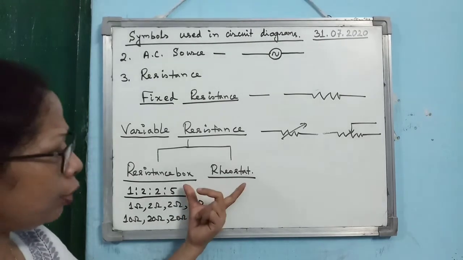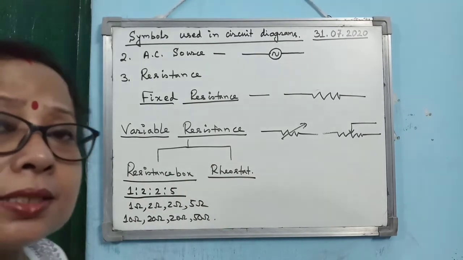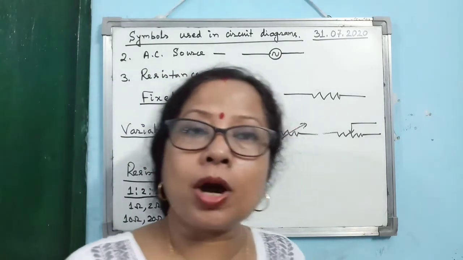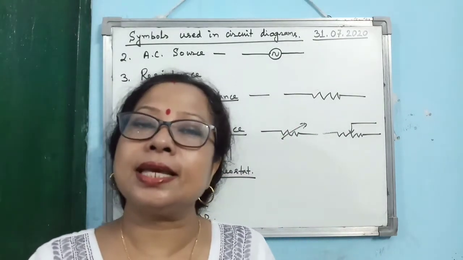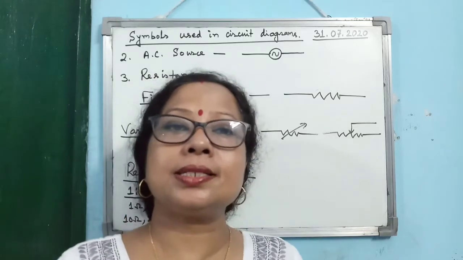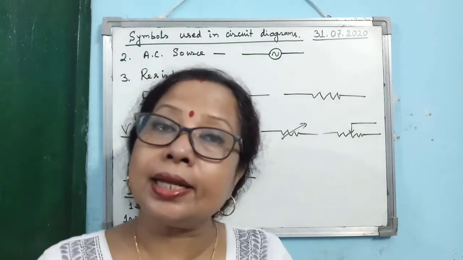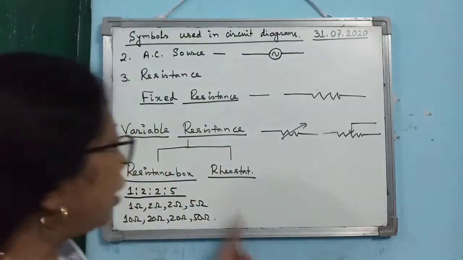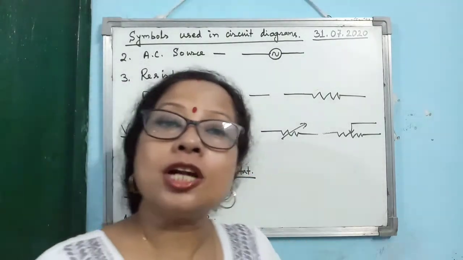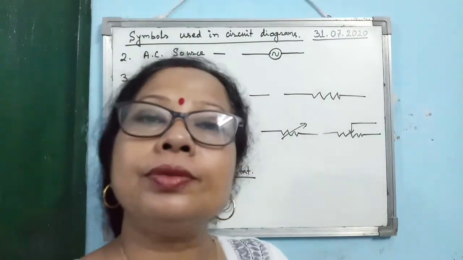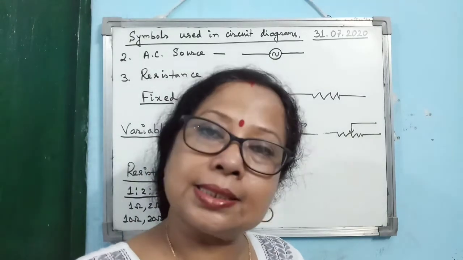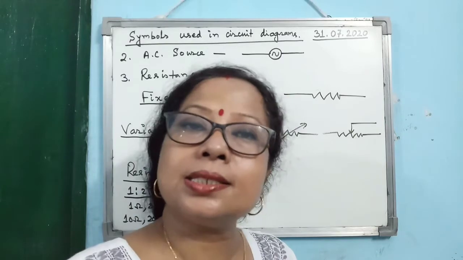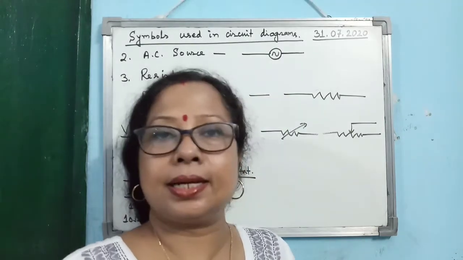Okay, both are variable resistances, but in case of a resistance box, one can specifically say this much is the resistance included. The value of the resistance included within the circuit, you can specify that. But for a rheostat, you cannot specify the value of the resistance included within the circuit. The only thing you can do is either increase the resistance or decrease the resistance.